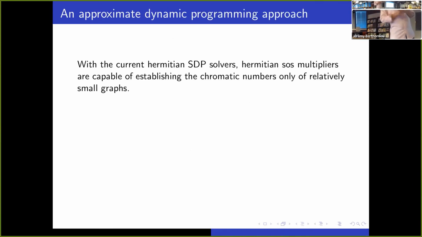In the next part of the talk, I will speak about an approximate dynamic programming approach. This is because, with the current Hermitian SDP solvers, Hermitian SOS multipliers are capable of establishing the chromatic numbers only in small graphs.